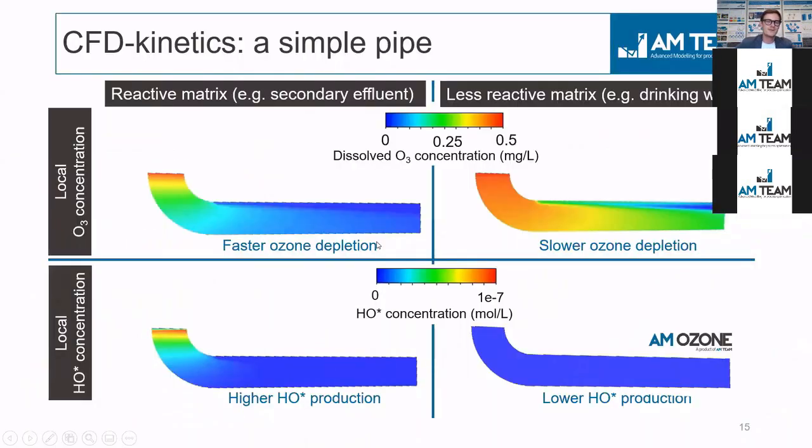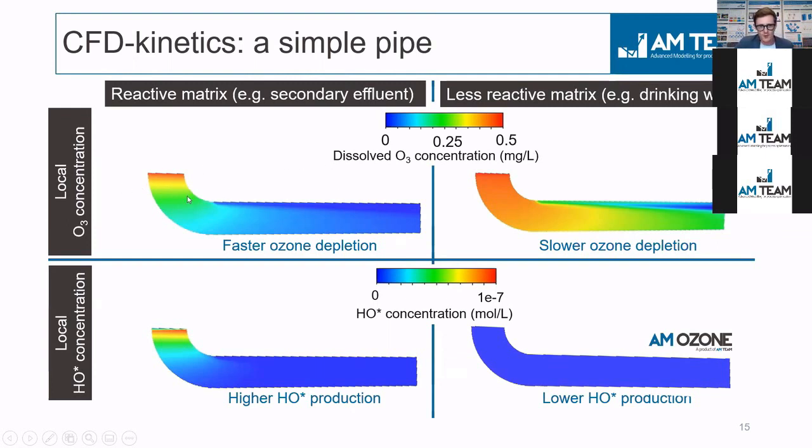So let's look at this kinetic factor, the matrix. This is on the slide. What you see here is a simple pipe, and ozone is dosed at the start, and it flows out to the right. It's 4 times the same pipe. But what we visualize at the left is secondary effluent, let's say a very reactive matrix, and a less reactive matrix at the right, which is, for example, drinking water or surface water.